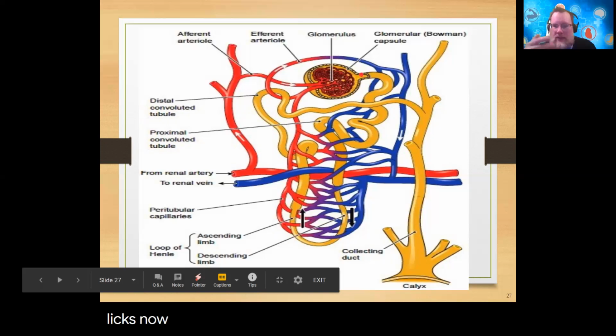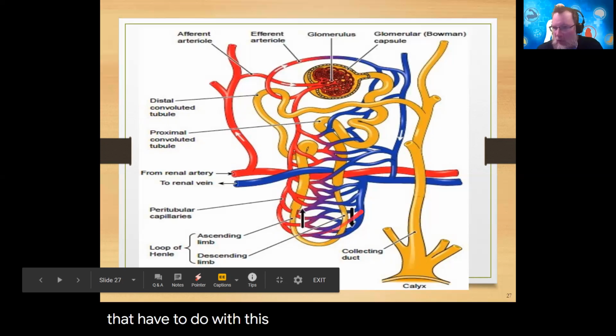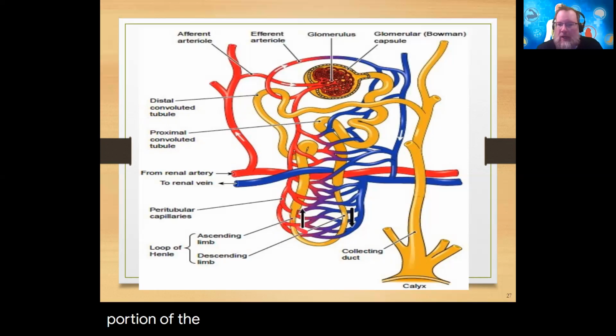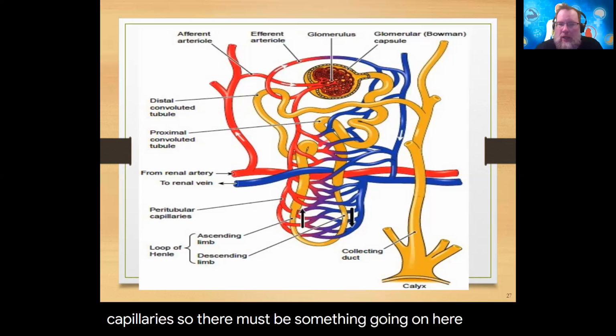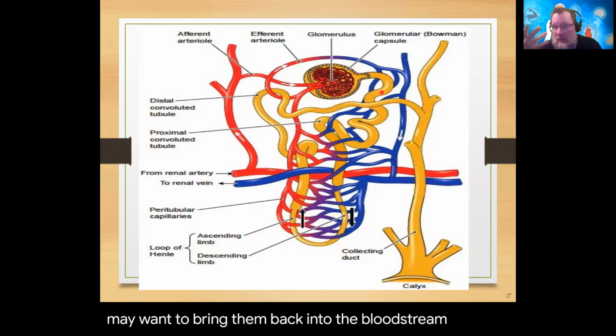Now, there are two things going on that I didn't mention that have to do with this tubular portion of the nephron. Again, we mentioned that it's full of capillaries, so there must be something going on here. So we're going to see something called reabsorption. The first thing we do with blood is we filter it. The second thing we can do is reabsorb some of the items that got into this tubular network. So we're basically forming urine, right? Well, some of the items that got filtered, we may want to bring them back into the bloodstream, right? Maybe there's water for one.